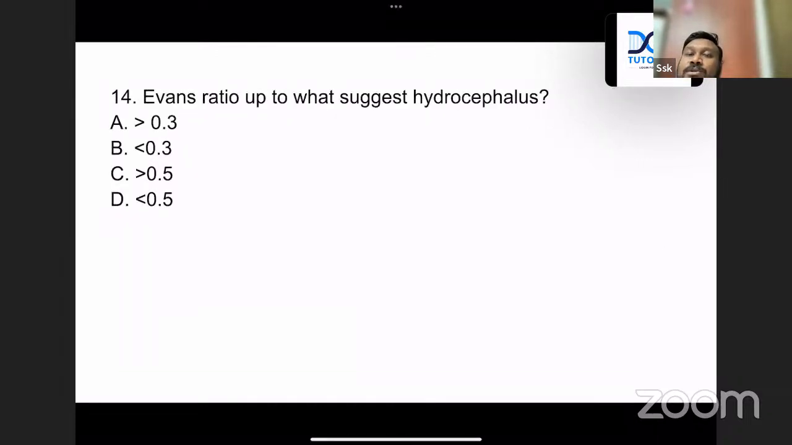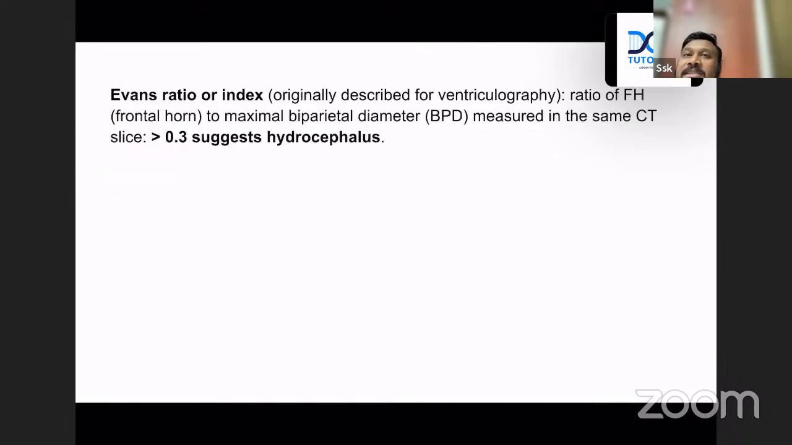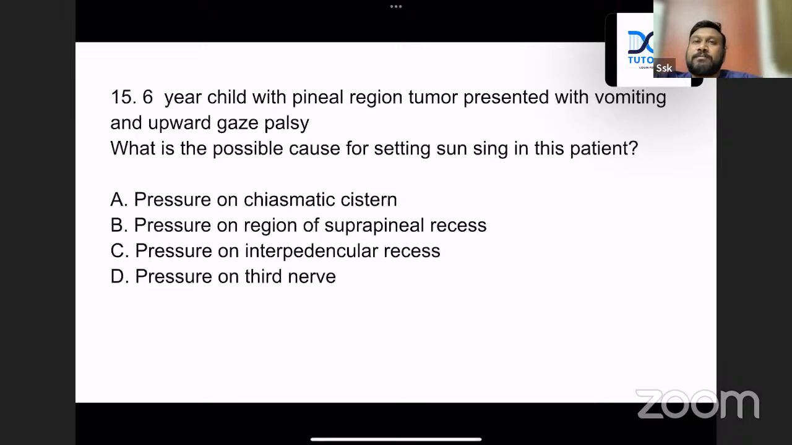So Evans ratio. What is the cutoff? The cutoff will always be 0.3. Anything more than 0.3, we call it hydrocephalus. Evans ratio was originally described for ventriculography. It is nothing but the ratio of frontal horn diameter to the maximal biparietal diameter measured in the same CT slice. So if it is more than 0.3, it suggests hydrocephalus.